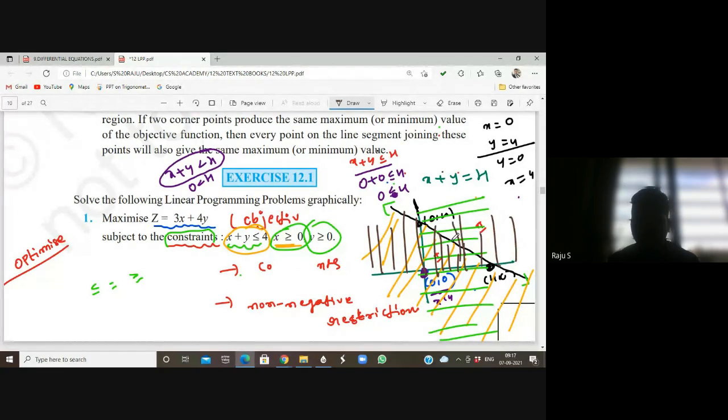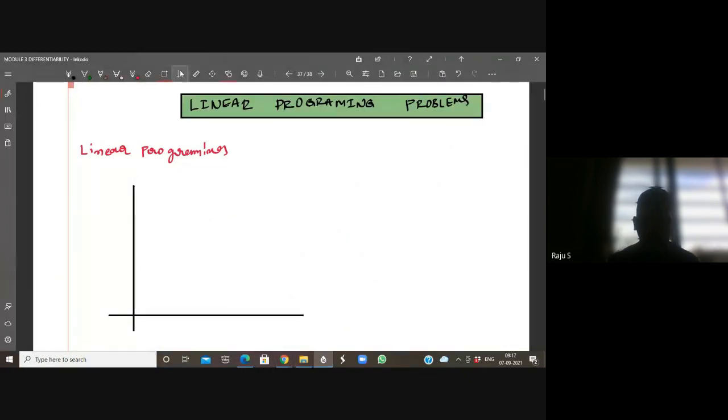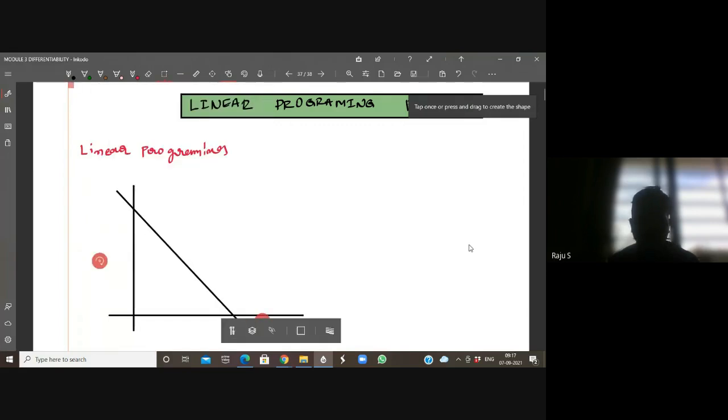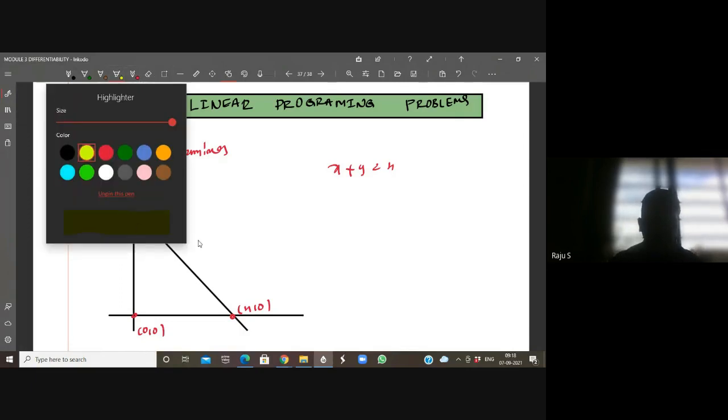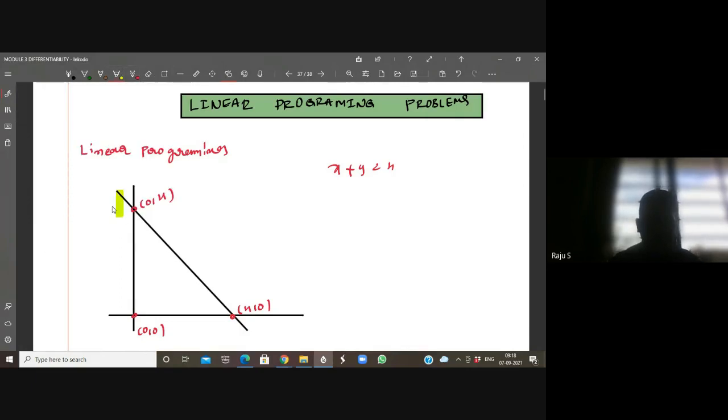When you observe all these regions, you can easily understand. Yeah, this is the graph here, we got it. The points are 4, 0 and 0, 4. Here clearly we substituted 0, 0. 0, 0 is a solution of x plus y lesser than 4. So now we can shade the region here. I'm going to shade the region here.